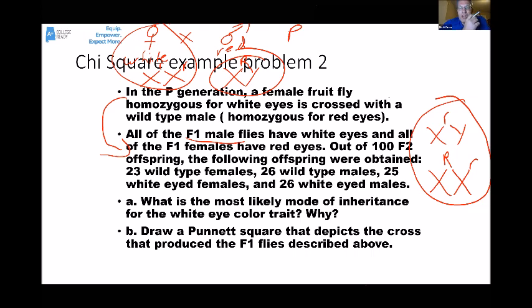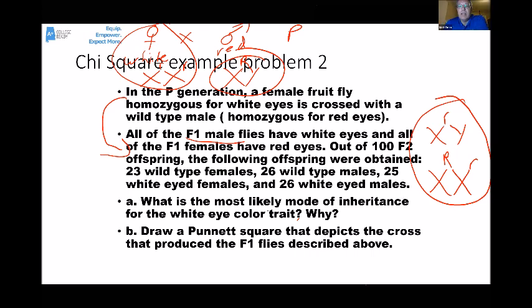All right, so if you look at question A, what is the most likely mode of inheritance for the white eye color trait? How is this white eye color trait passed from offspring to offspring? We say it's linked to what? The X chromosome. And what kind of trait? Dominant or recessive? I think it's dominant. Now I'm talking about white here. So it's white, dominant. So it's X-linked recessive. Yep. So white is X-linked recessive. That would be your answer on part A.